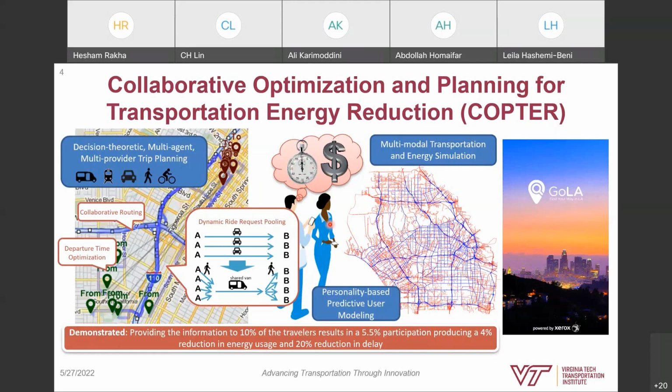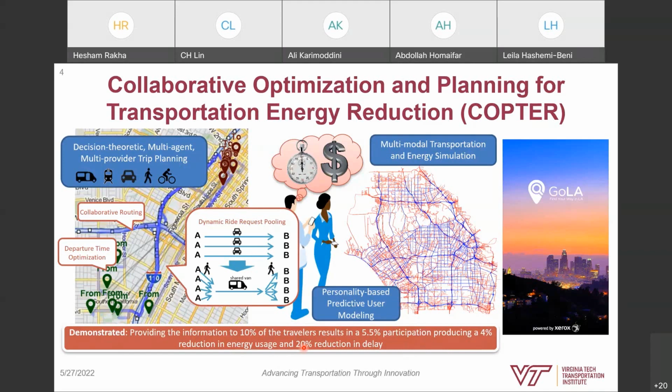And that 2.5-year project can be summarized in this one sentence here. And this one sentence said that if we were to provide information to 10% of the travelers in the greater Los Angeles area, so you have more than 3 million travelers, approximately 55% of the 10% would accept our recommendation. And those 55% would result in 5.5% of the total population, given it's 55% of 10%. And those would produce a 4% reduction in energy as a result of following our recommendation, and a 20% reduction in delay. So that's a summary of what we came up with.